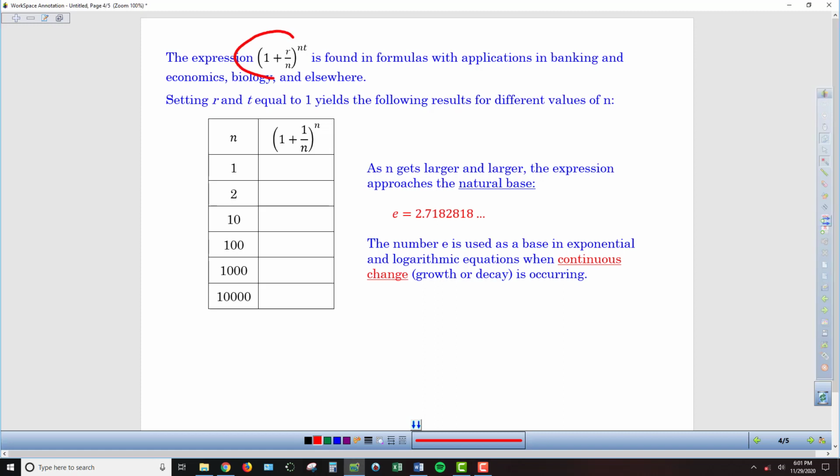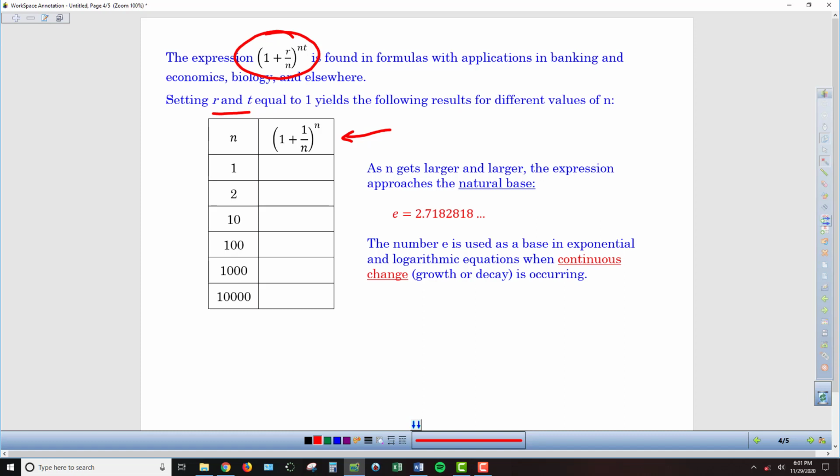There's an expression that we can see here, (1 + r/n)^(nt), that is found in a whole host of formulas and applications across economics and biology, banking, and elsewhere. We can clean up this expression a little bit by setting r and t equal to 1. If we do that, we end up with the expression we see here, (1 + 1/n)^n.